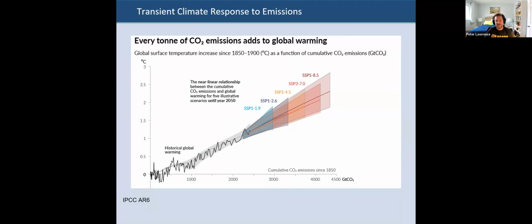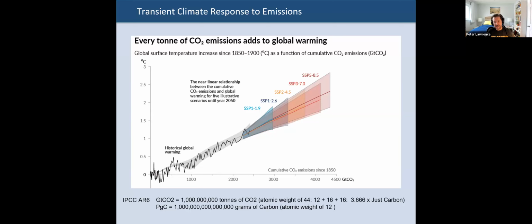So these are the 5 different scenarios from CMIP6. And what you can see is that regardless of how much carbon is emitted in each of those scenarios, the climate response is almost linear. And that's true over the historical period as well.